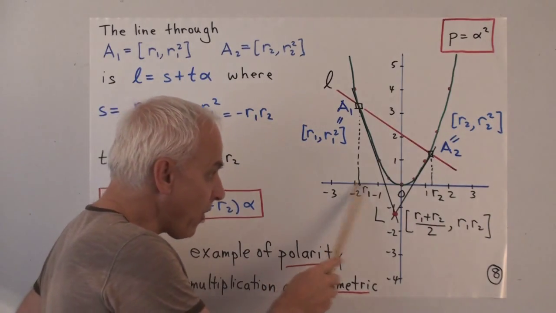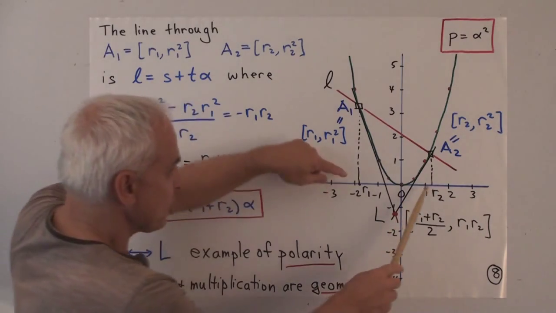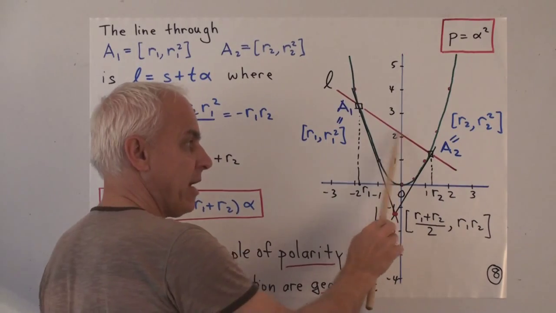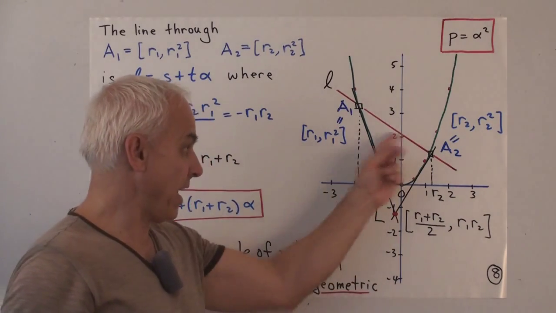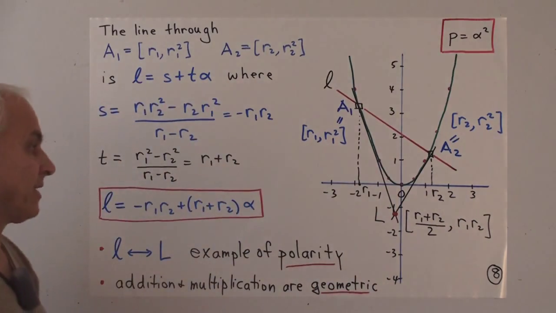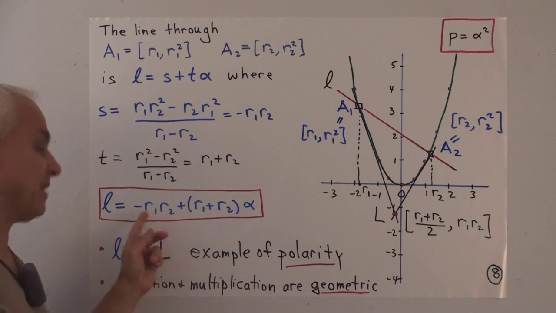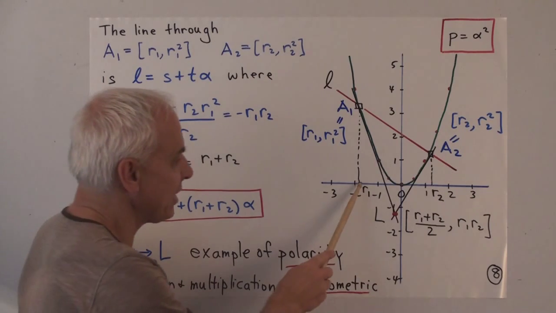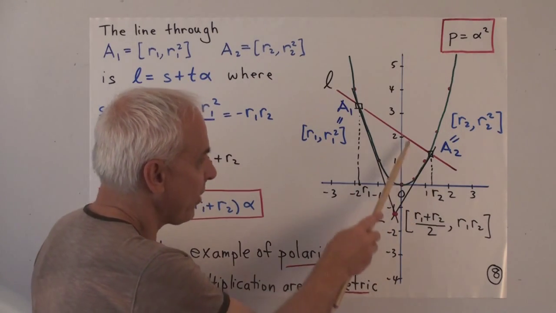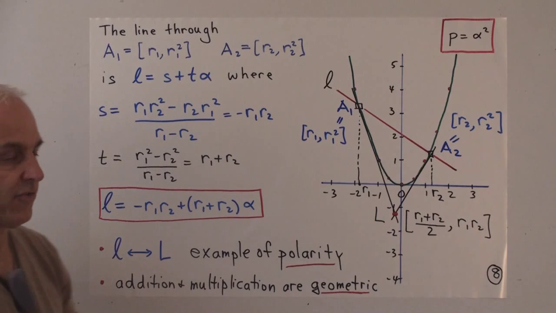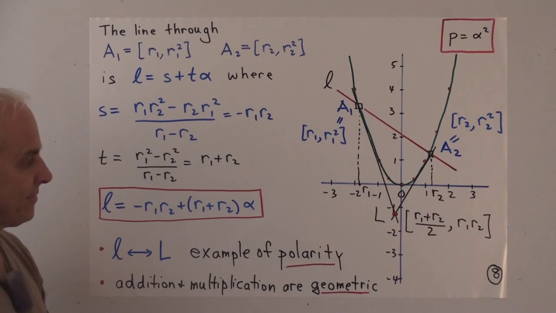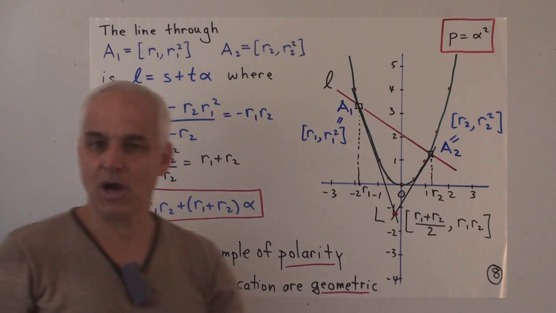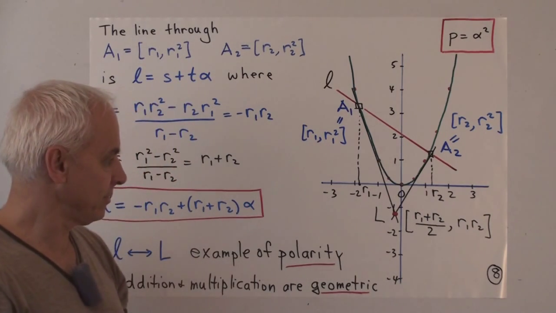You want to multiply r1 times r2, you just go up to the parabola, you draw the line, you see where that line meets the y-axis. That's, well, not exactly the product, it's minus the product. Okay? So in this case here, the product of this one times this one is pretty close to being minus 2. So both addition and multiplication are somehow encoded in the geometry of the parabola.